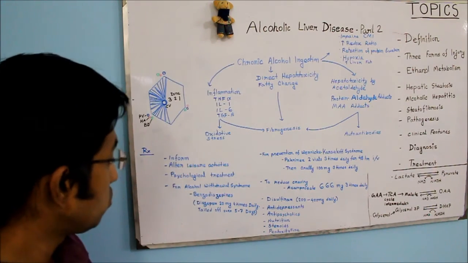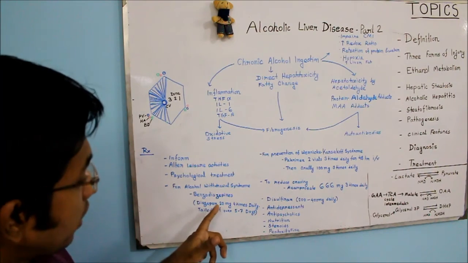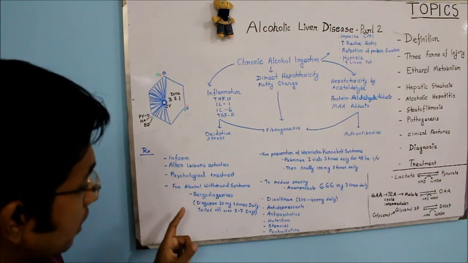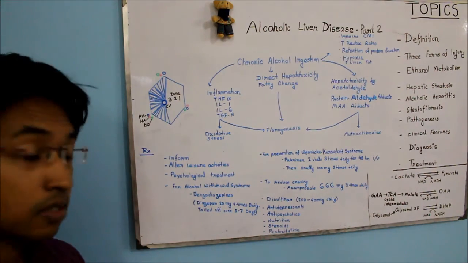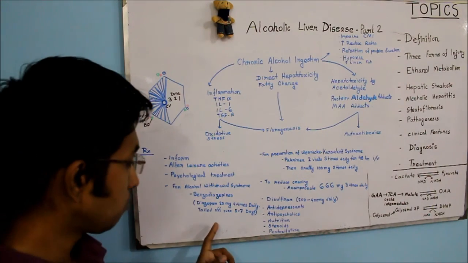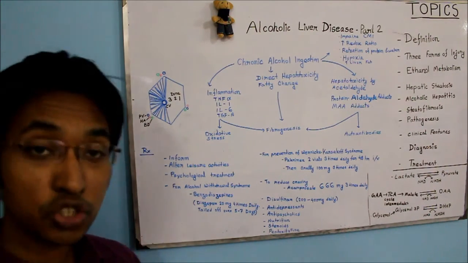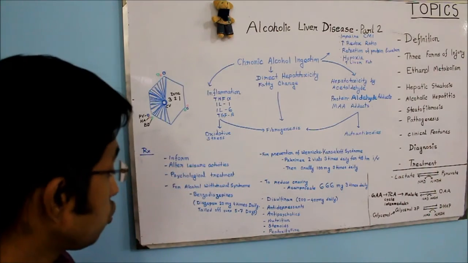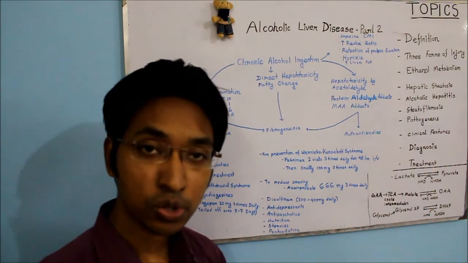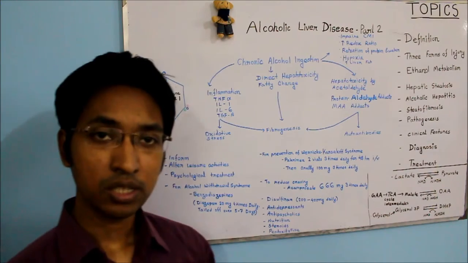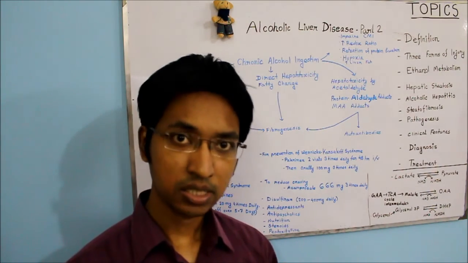And the drug of choice here is benzodiazepines. For example, diazepam can be given, the dose is 20 milligrams 4 times daily initially, and then the dose should be tapered off over a period of 5 to 7 days when the symptoms are subsiding.